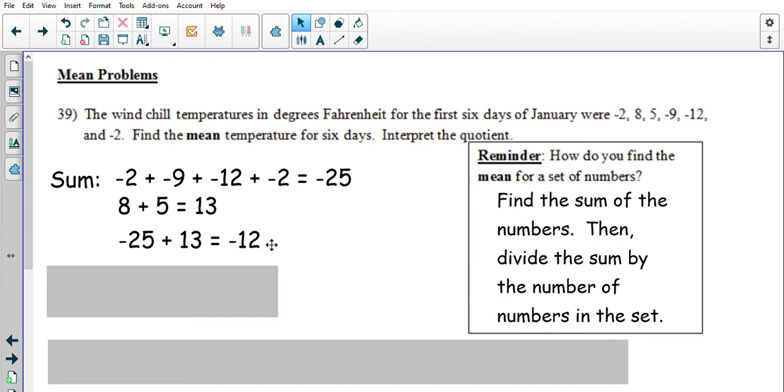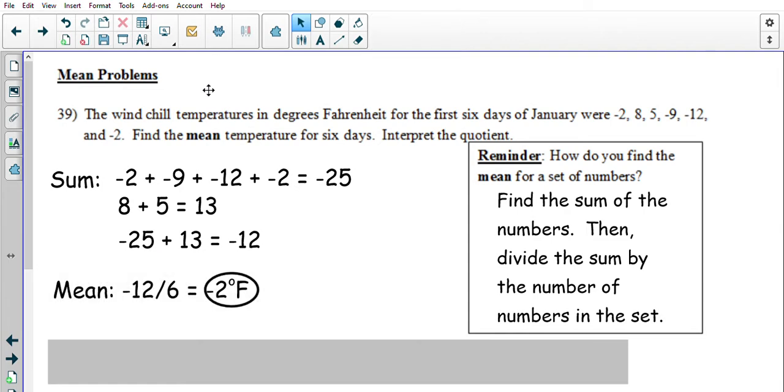All right, so now let's go ahead and find the mean in this case. We have a sum of negative 12. We added those up here. This was over a 6-day period, so take negative 12 divided by 6, and we also had 6 values. That'll get us negative 2.